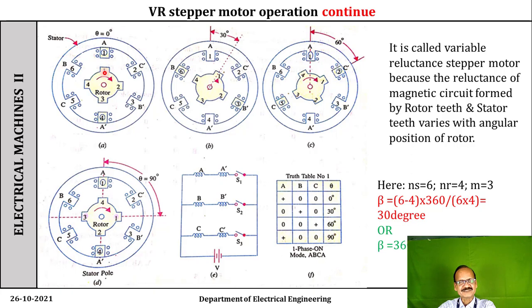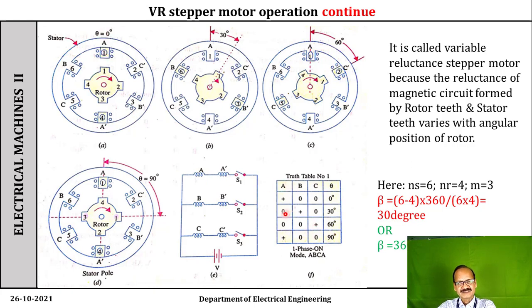Reluctance is directly proportional to the length of the air gap. So reluctance becomes minimum when the stator poles and rotor poles coincide with each other. At this position, the reluctance between the rotor poles 1 and 3 and stator poles 1 and 4 becomes minimum, and there are no steps; the angle theta is equal to 0. Okay, I hope you understood it.